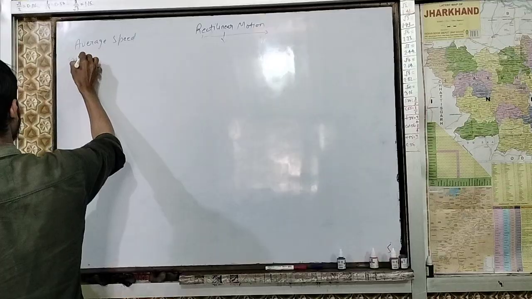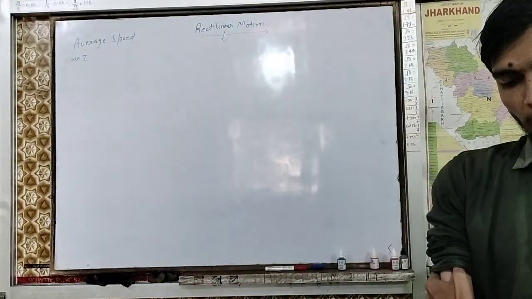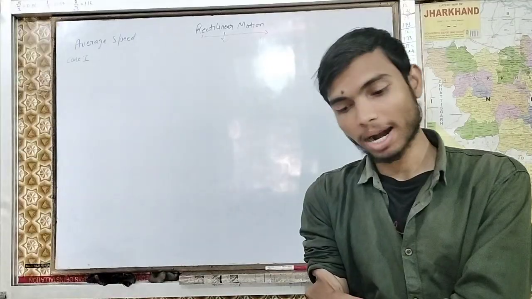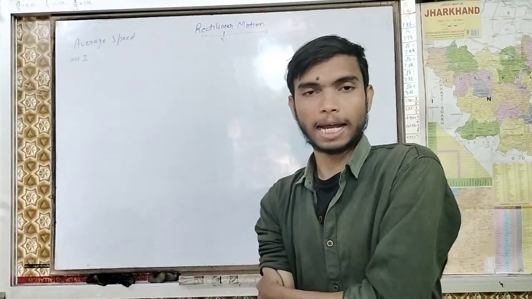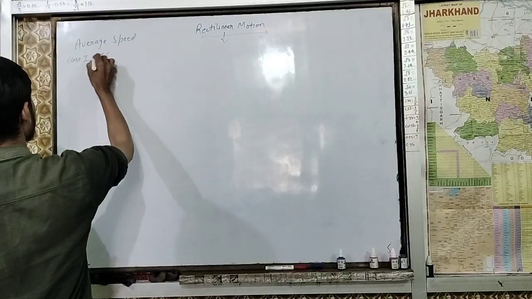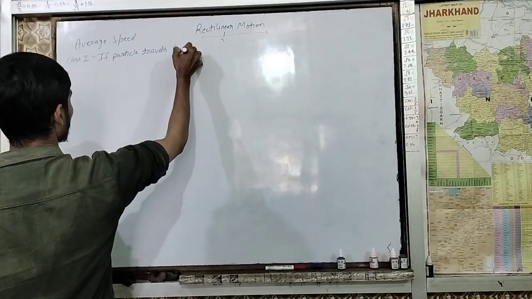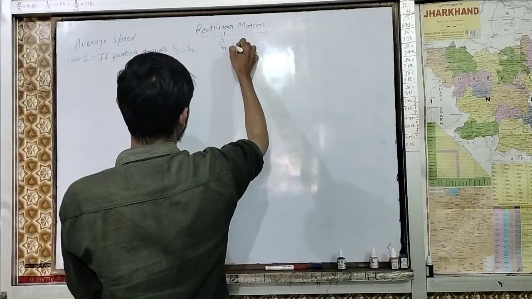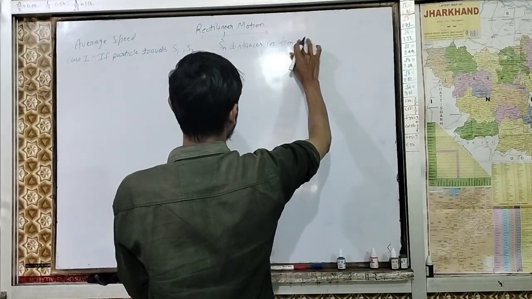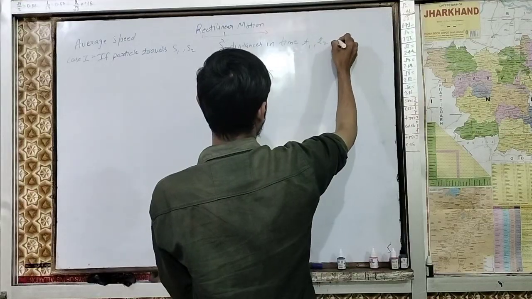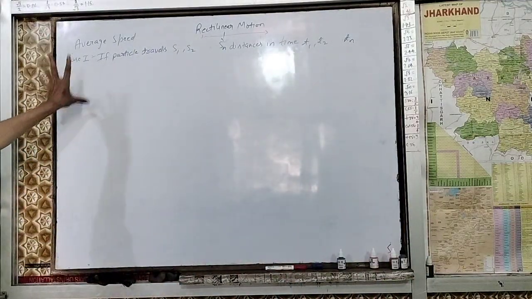For average speed, case number 1. If a particle travels s1 distance, s2 distance, and like that till the sn distance, in time t1, t2 till the tn respectively. In that situation, what will be our average speed?